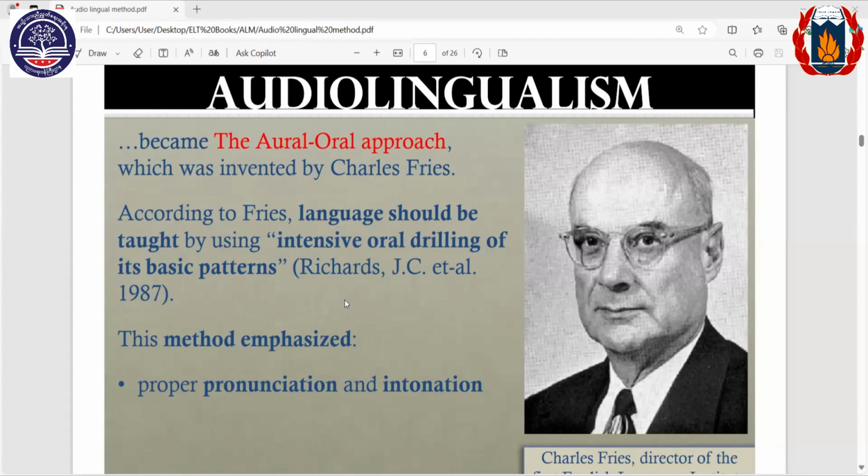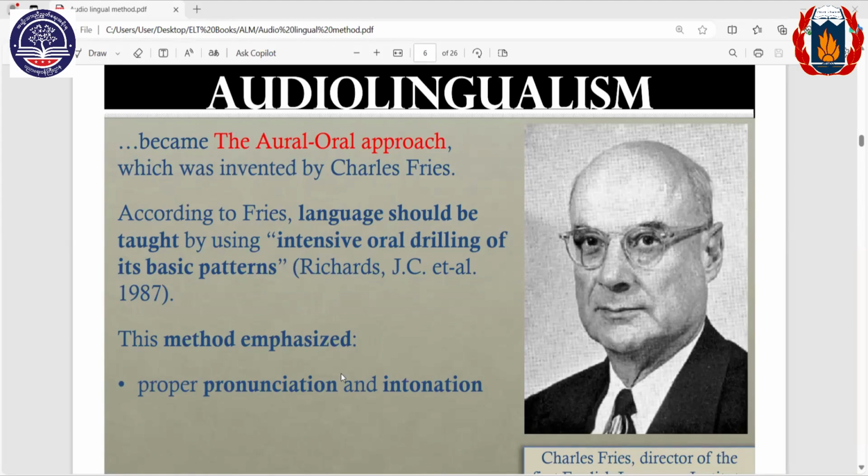So he argued that language should be taught using intensive oral drilling of its basic patterns. Now, when the teacher uses this method, he needs to produce proper pronunciation and intonation. Once you go to the bookshop, you will see some speaking books based on the pattern base, right? Spoken patterns or something like that in the title. That's why I assume that these kinds of books are based on the audio-lingual approach.